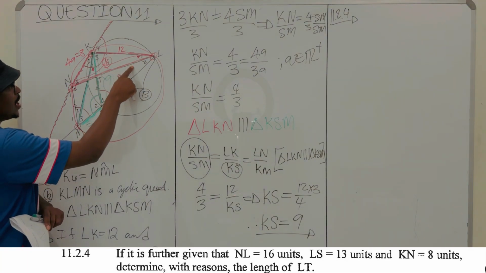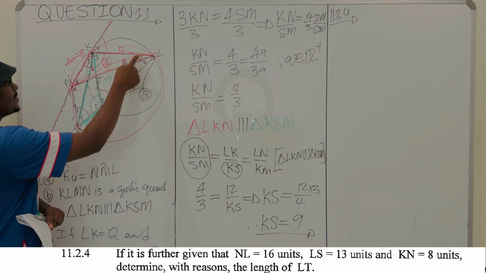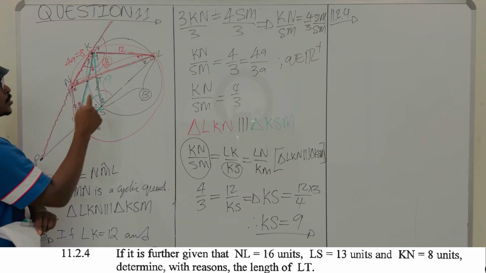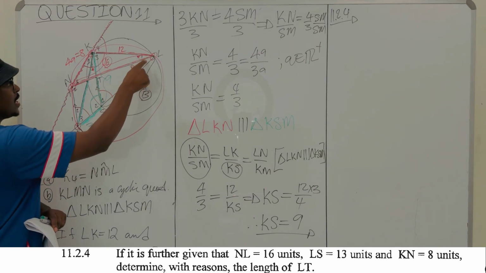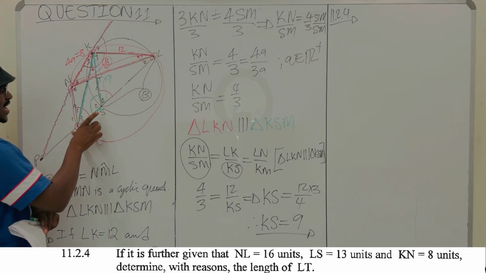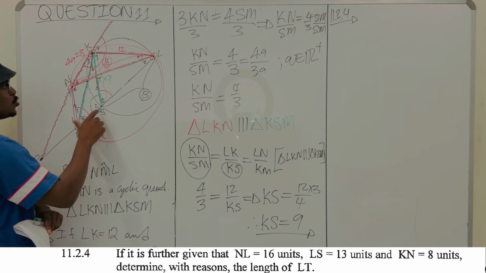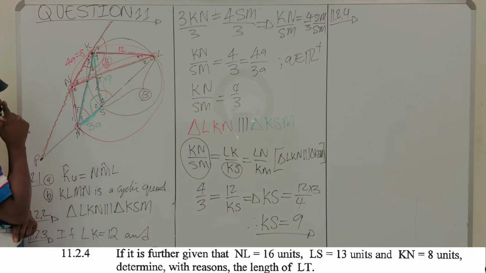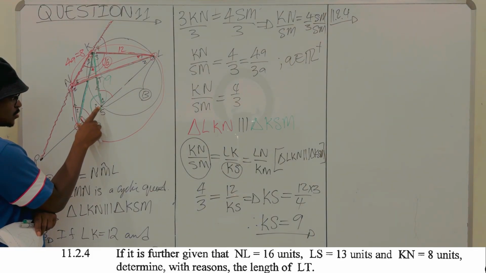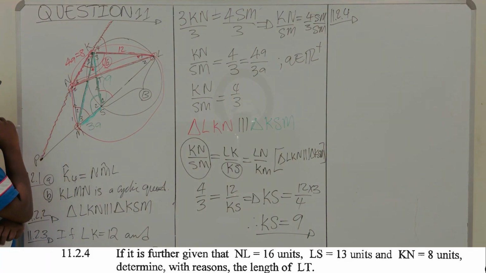But you're looking for LT, which is this small part here. You have the entire length there, which is not a problem. You have this one here as well, but you don't have the entire length. You don't have this part. So it would be nice to have this part. So we'll first have to find MS over here. So how can we find MS?